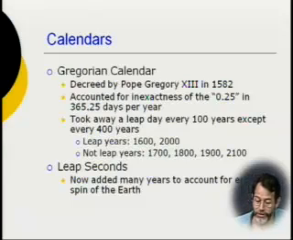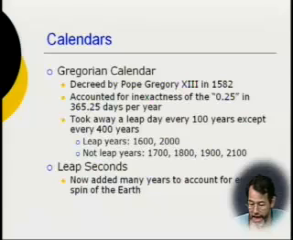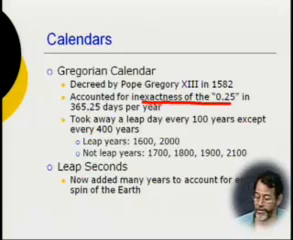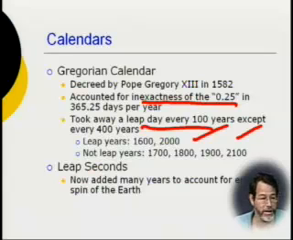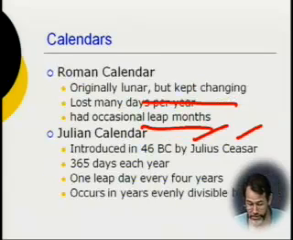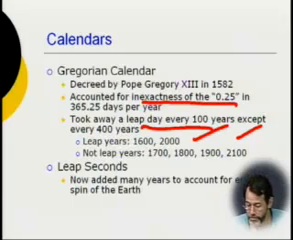The Gregorian calendar was decreed by Pope Gregory XIII in 1582, only 420 years ago or so. This accounted for the inexactness in the 0.25, which was creeping up. What this one did is it took away leap days every 100 years or so, except every 400 years. So there were more rules. Leap years were 1600 and 2000, but not leap years were 1700, 1800, 1900, and 2100. So you might know that this year, 2008, was a leap year. That would have been true in the Julian calendar as well as the Gregorian calendar.